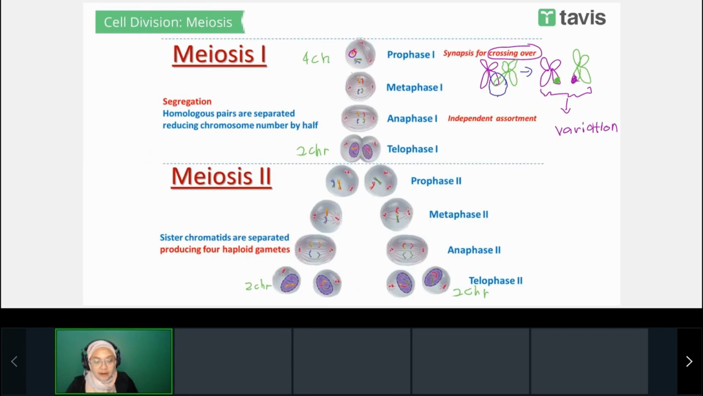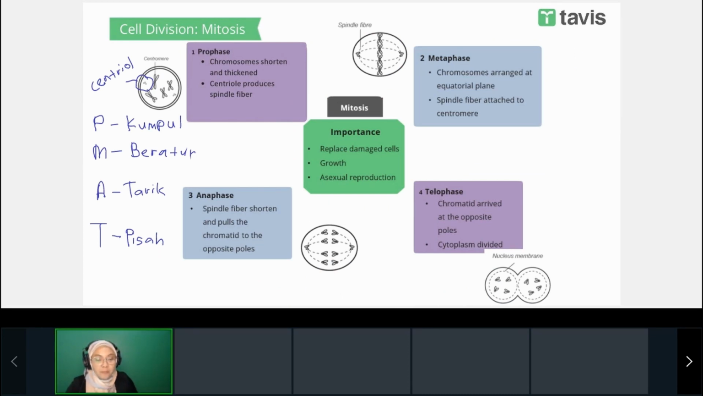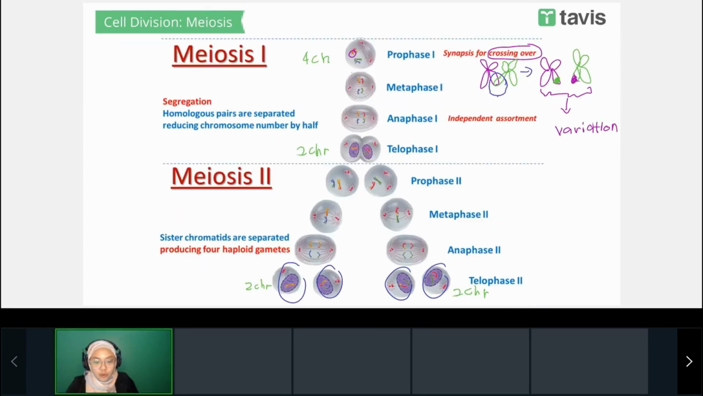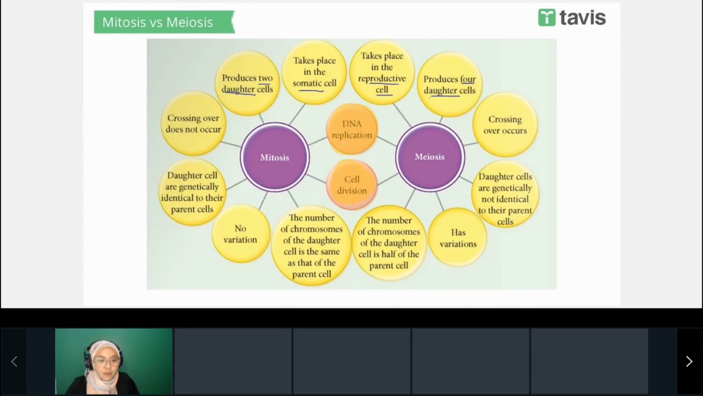Let's see the diagram again. The end product has four daughter cells: one, two, three, four. For mitosis, there are only two: one, two. Crossing over does not occur in mitosis, but crossing over, the changing of information, occurs in meiosis. That's why meiosis has variation, but mitosis doesn't.